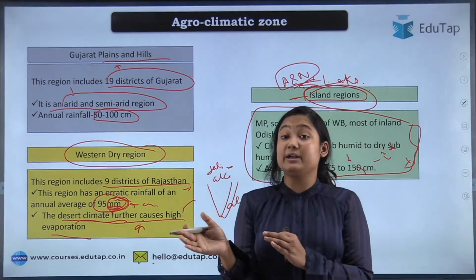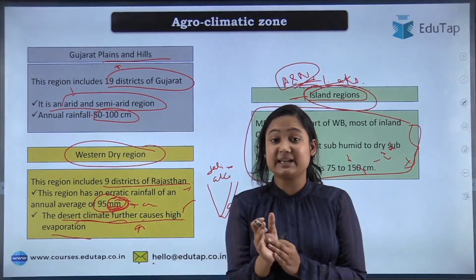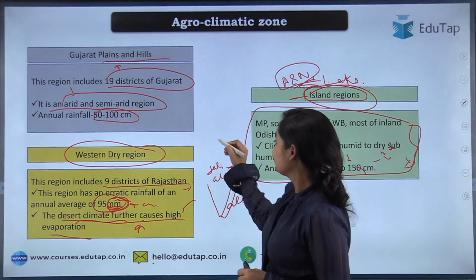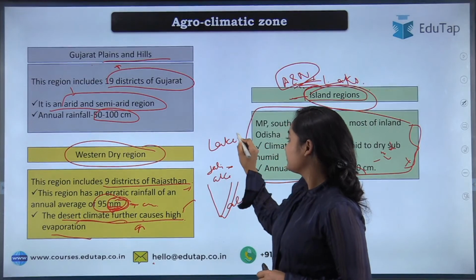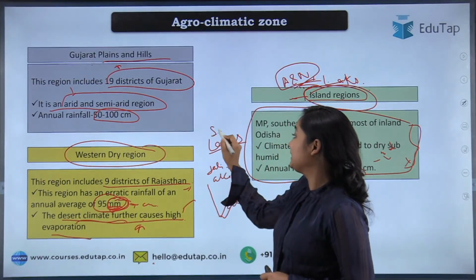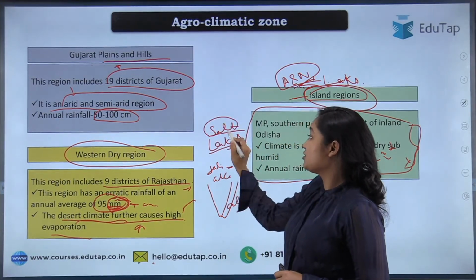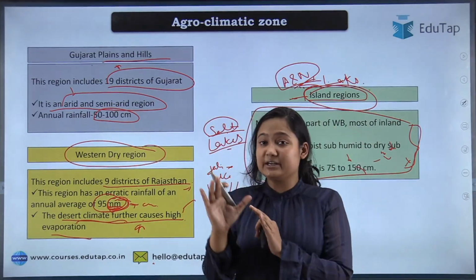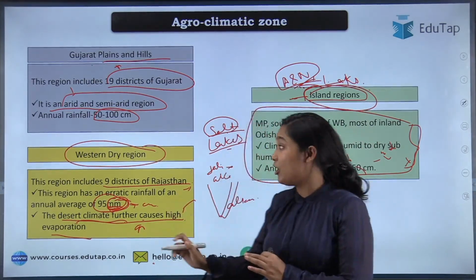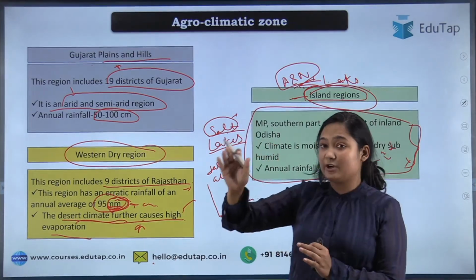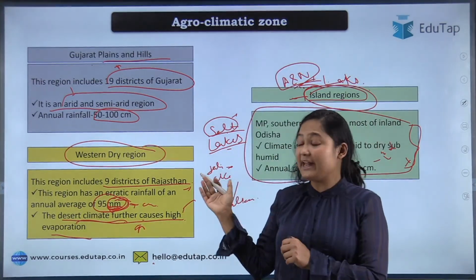So how can you know if some place has alkaline soil or saline soil? You must have heard about lakes. What kind of lakes? Salt lakes. If you know where in the country salt lakes are present, there will always be saline soil, and alkaline soil too.